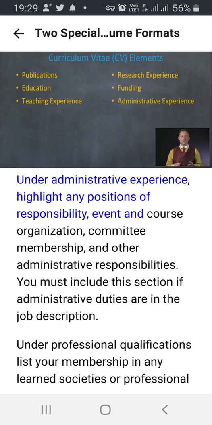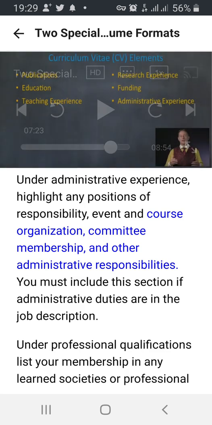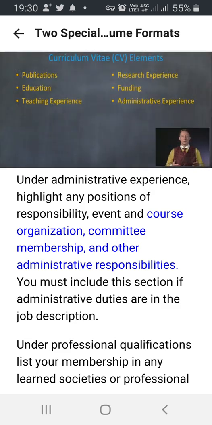Under administrative experience, highlight any positions of responsibility, event and course organization, committee membership, and other administrative responsibilities. You must include this section if administrative duties are in the job description.